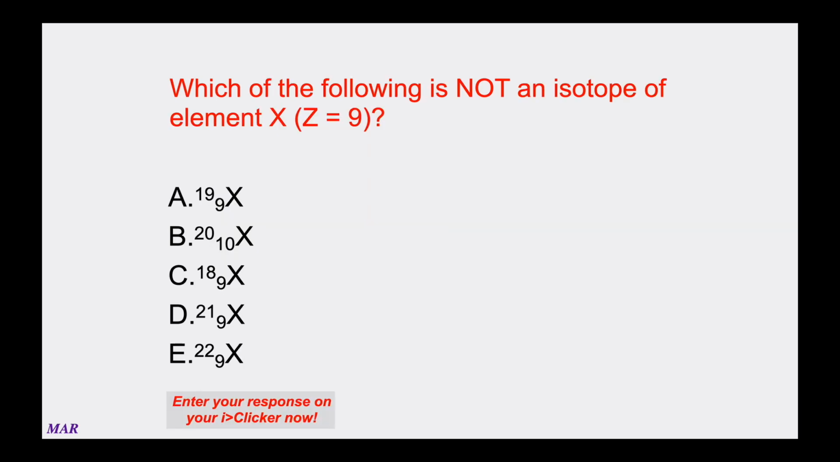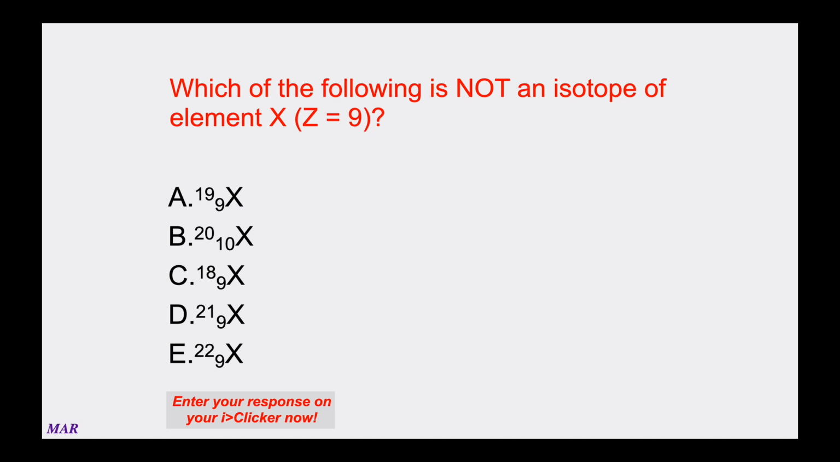Here we have 5 different symbols, all right, for elements. And the number in the superscript, the first number, that's the mass number. And the number in the subscript, the second number, if you will, that's the atomic number. So the question is, which of the following is not an isotope of element X, where Z equals 9? So look at those values and look at your knowledge of an isotope and see if you can figure out which one it is. And pause the video at this point, and then when you're ready, you can unpause it.